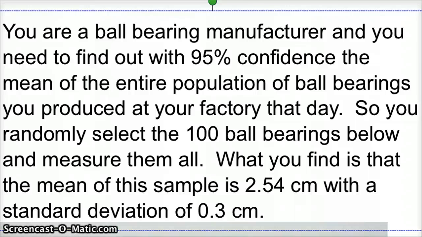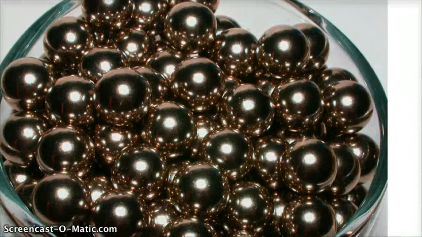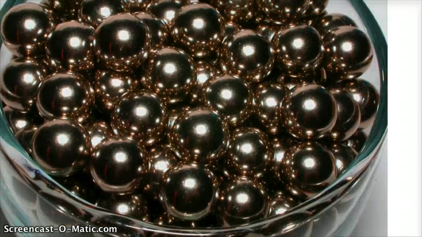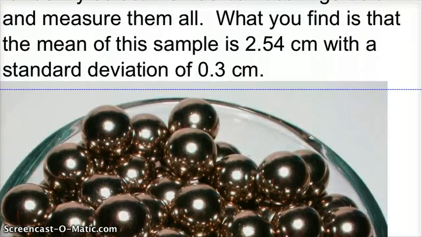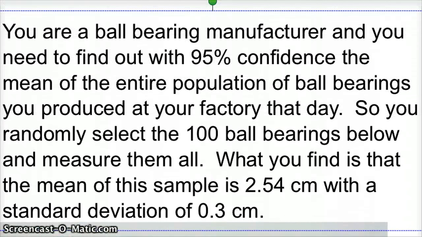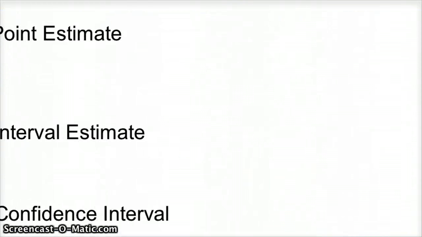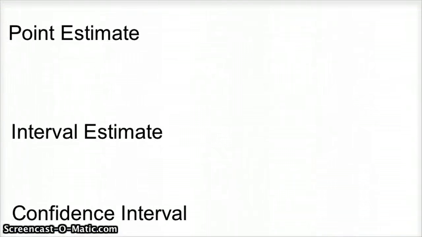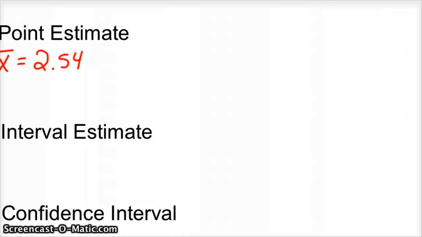So here are your ball bearings, just in case you're wondering what a ball bearing looks like. There's the 100 you sampled, and you pulled them out of this big vat of an entire population of ball bearings. This 2.54 is a point estimate. You used one point to estimate it. So in our case, the point estimate is 2.54, which is our sample mean, X bar. An interval estimate is what we're going to use to estimate the entire population.